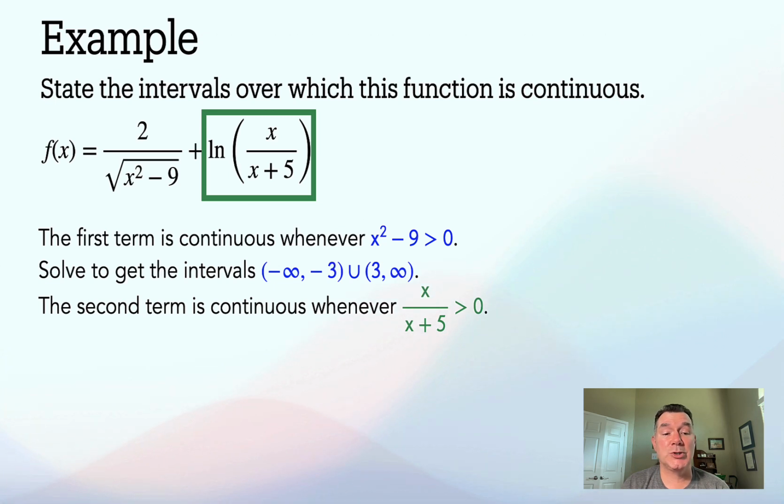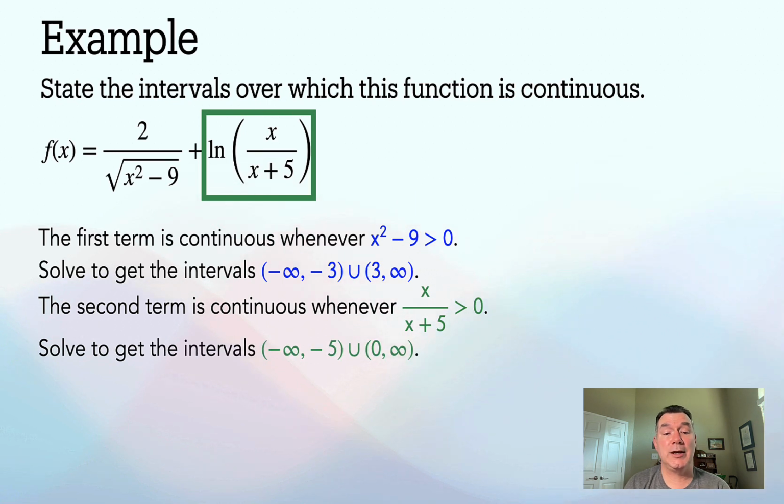The second term is going to be continuous because I'm taking the ln, and I can only take the ln of positive numbers. So that means that x over x plus 5 would have to be greater than 0, and that only happens over the intervals from -infinity to -5, not including -5, and from 0 to infinity, not including 0.